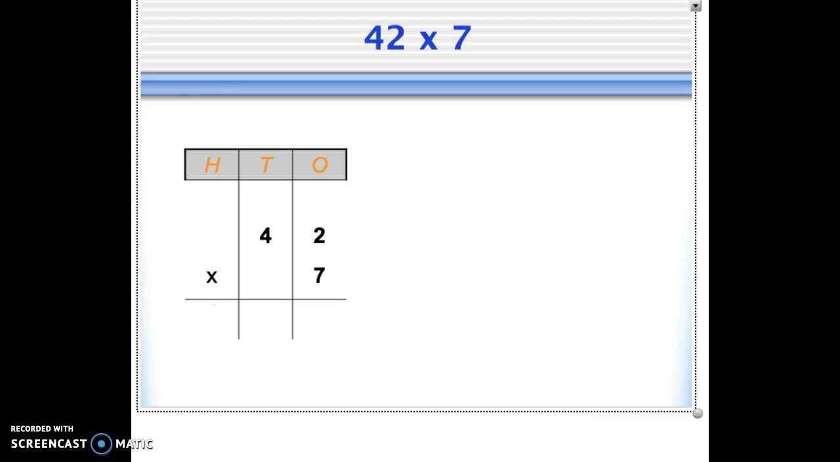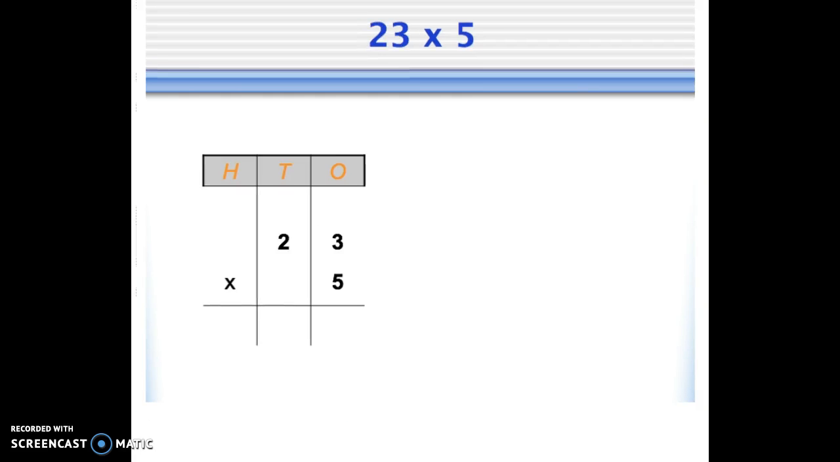All right, let's go ahead and practice one more together, and then we'll give you a shot to do it on your own. All right, so first I multiply the ones. 7 times 2 is 14. So I put the ones place, the 4, right here, and I regroup the 1. And then I'm going to go this way. 7 times 4 is 28, and I add that 1 in, and I get 29. So I'm going to go ahead and write 29. So my answer is 294.